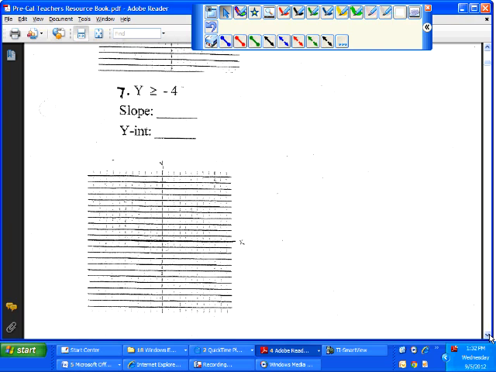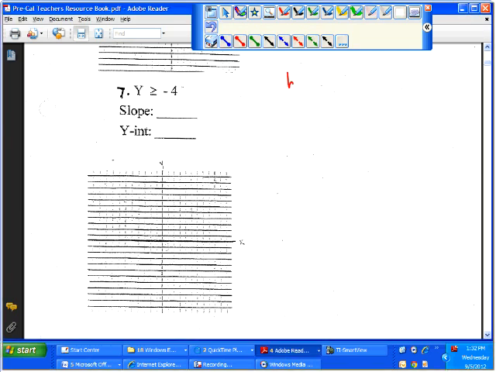Number 7. Number 7 is a what kind of a line? It's a y only, so it is horizontal. It is solid, you were right. It's going to be a solid horizontal one. What is the slope of every single horizontal line? 0. What is the y-intercept of a horizontal line? Whatever that constant y number is, negative 4. Slope is always 0 on a horizontal line. The y-intercept is the constant y value.